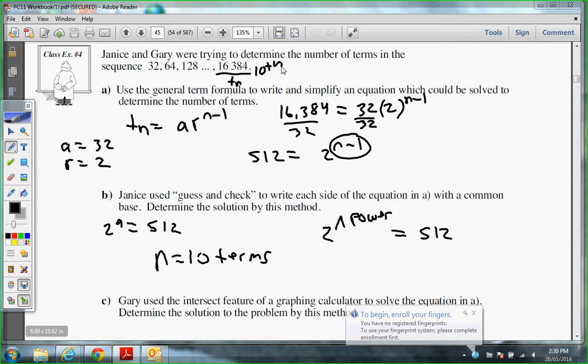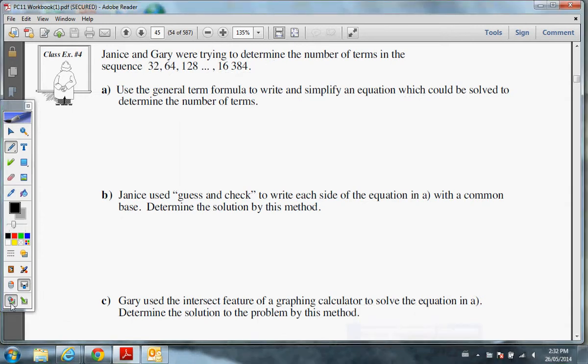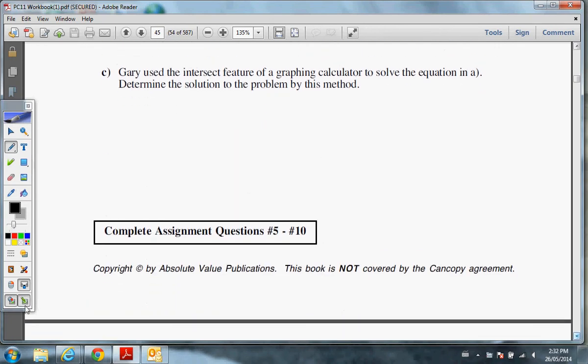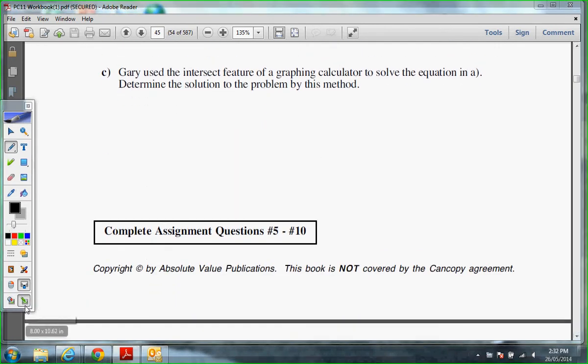Okay, there's another way you could do it. I'm going to briefly go over it with your calculator here. In your calculator, for the graphing part, put in y1 equals 2 to the x minus 1, and then y2 equals 512. And then do the intersect feature.